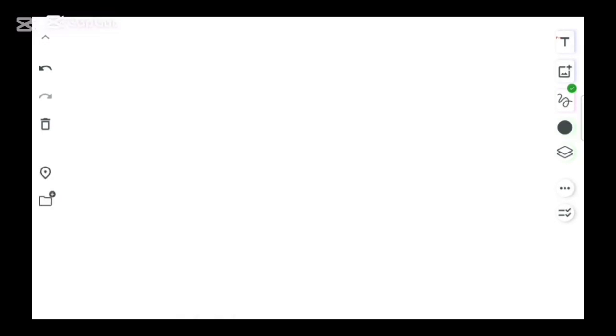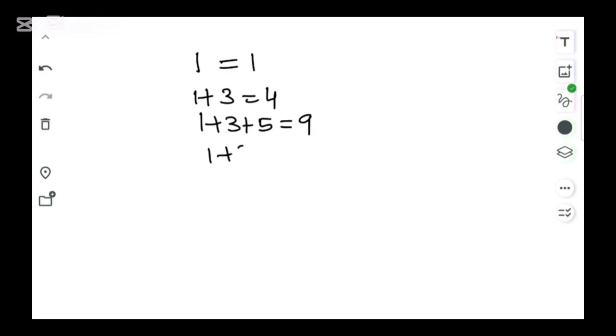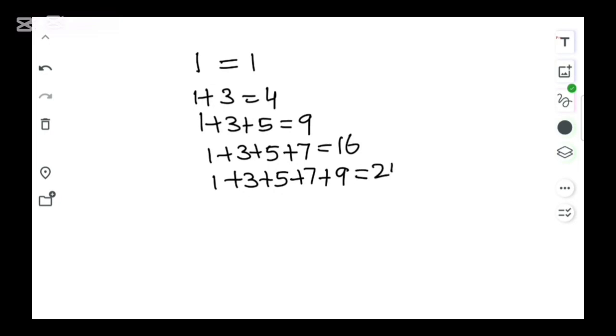Now let's discover a beautiful pattern. Let's add odd numbers. 1 is equal to 1, 1 plus 3 is equal to 4. 1 plus 3 plus 5 is equal to 9. 1 plus 3 plus 5 plus 7 is equal to 16. 1 plus 3 plus 5 plus 7 plus 9 is equal to 25, and so on.